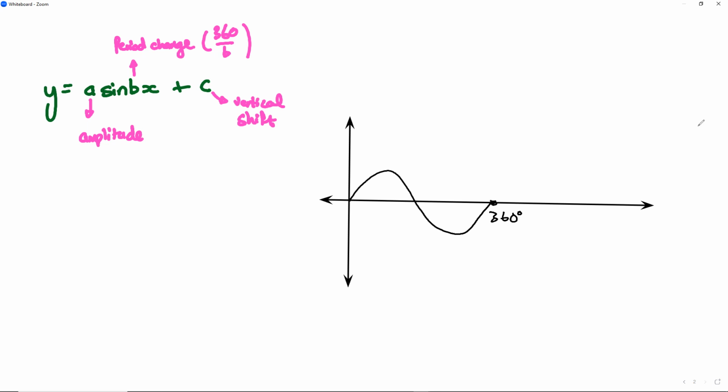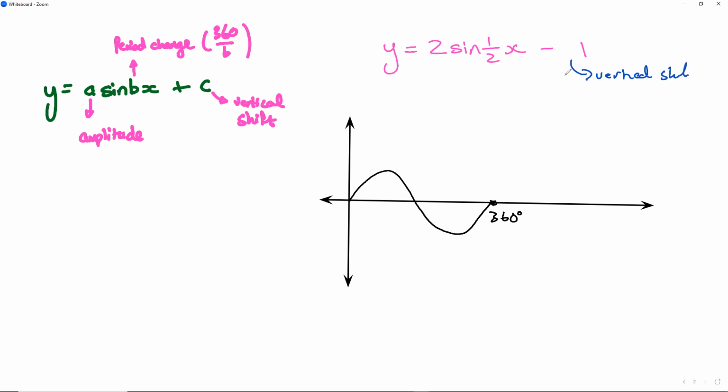Let's suppose I want to draw a new sine graph. The one that I want to draw is y equals 2 sine a half x minus 1. The first thing I have to remember here is that I have some kind of vertical shift, which is going to be down by 1. We can see that's going to be the vertical shift there.